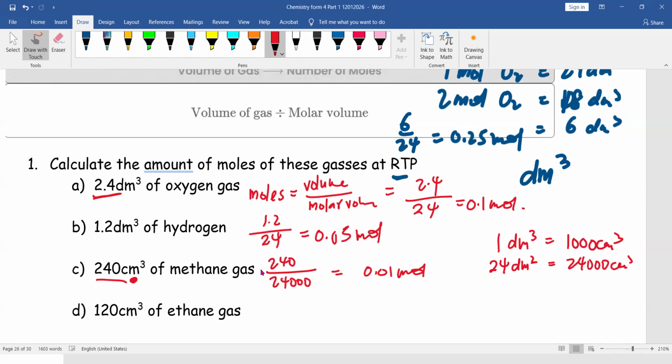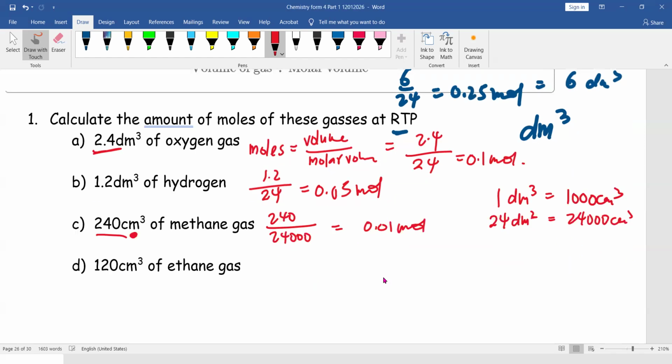I'm lazy to change the top one. I usually change the lower one. It's the same thing. Okay? All right, so 120 over 24000. How much do you get? So 0.05, right? Am I counting it wrong? One, two. Did I count wrong?